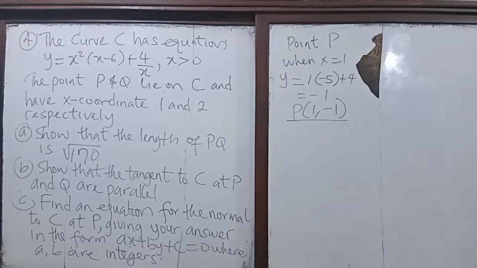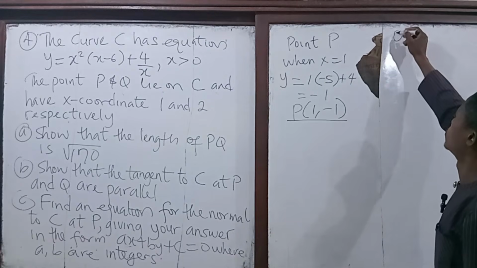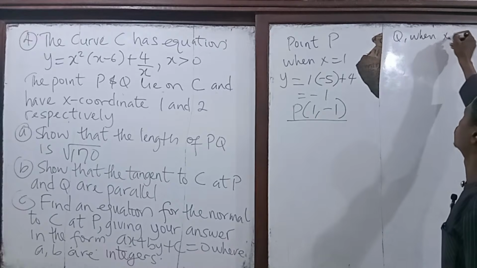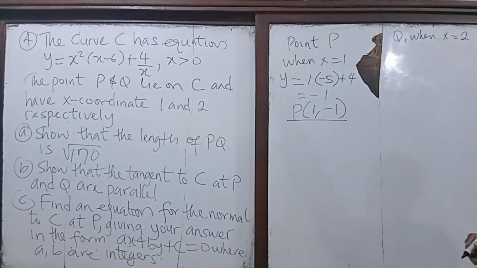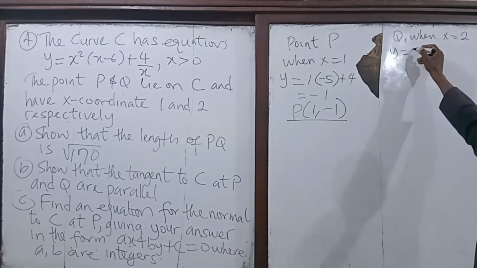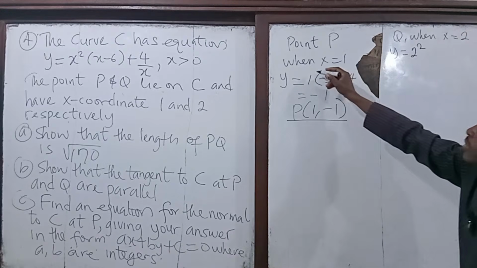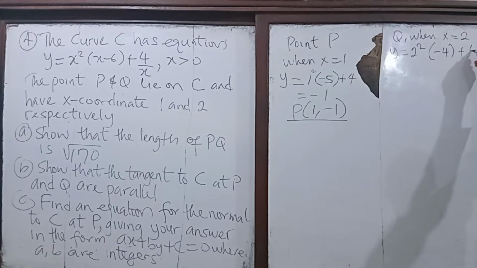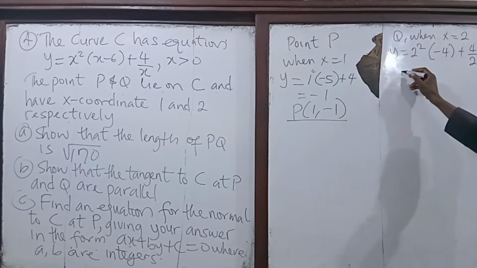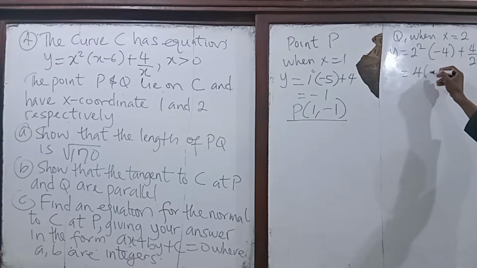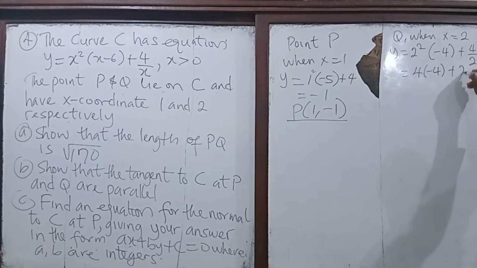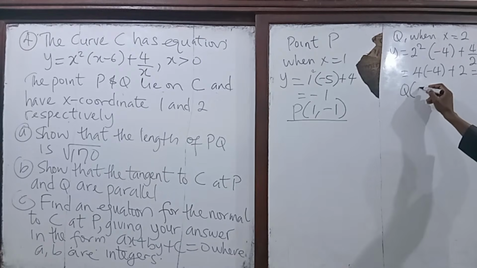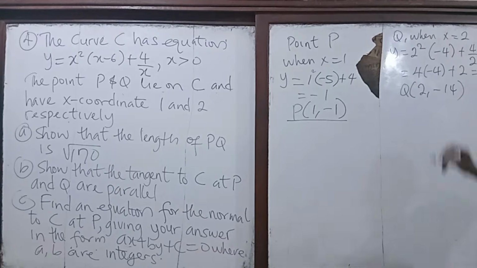So let's get the point Q. When x is 2, do the same thing also. y will be equal to what? 2 squared times (2 minus 6), that's minus 4, plus 4 over 2. That will be equal to 4 times minus 4, and then plus 2. And that will be equal to minus 14. So point Q is 2 comma minus 14.